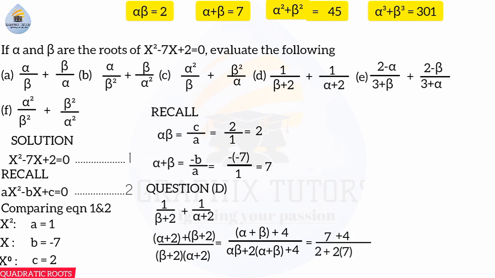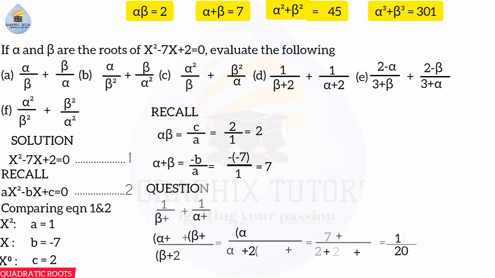7 plus 4, right? And this will now give me 7 plus 4 is 11 all over 2 plus 14 is 16 plus 4, that is 20. So my answer here is what? 11 all over what? All over 20. That is the answer to D. So let's go for E.